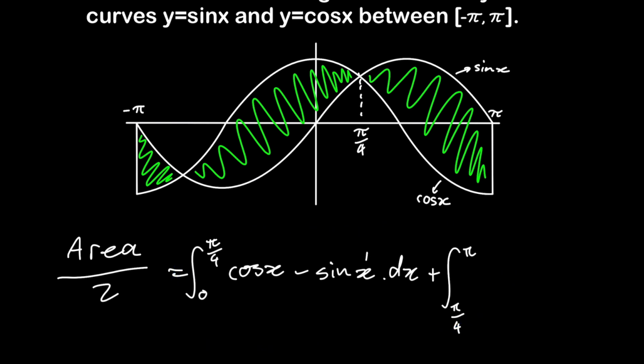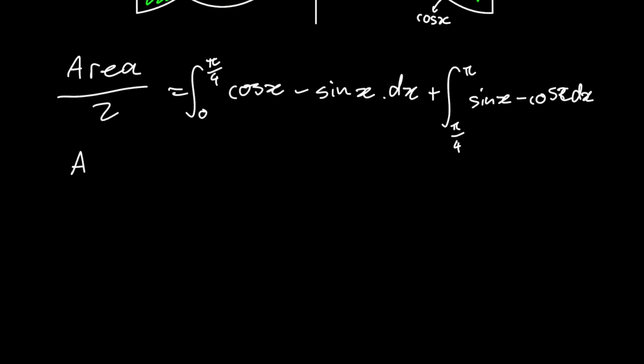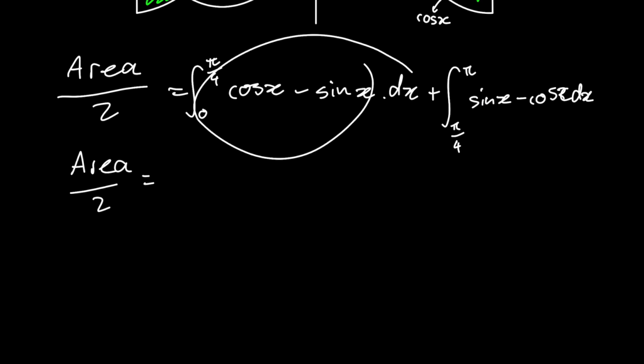So this integral here is solving for this area, and this integral that I'm about to write will solve for this area. So for this area over here, our top graph is sine of x. So we have sine of x now, subtracted by our bottom graph, which is cosine of x.